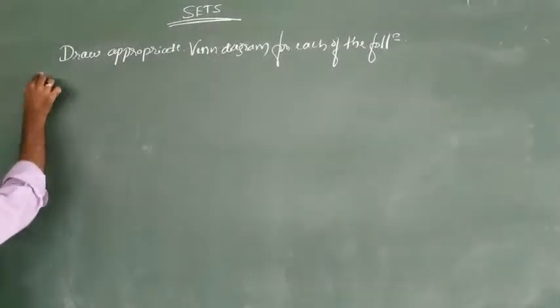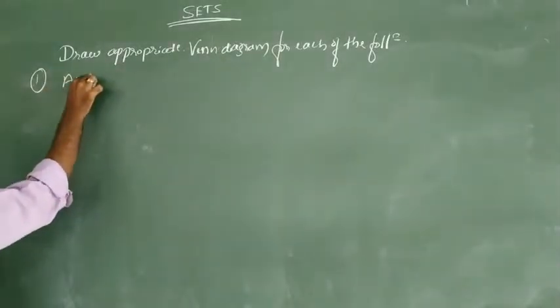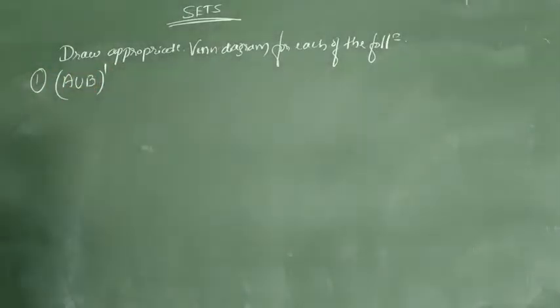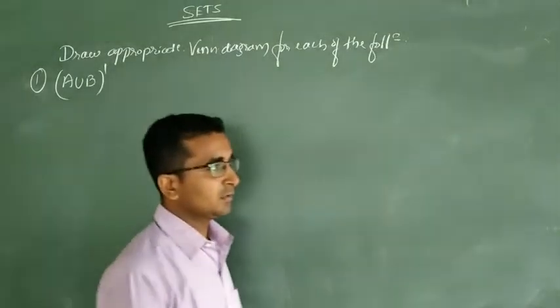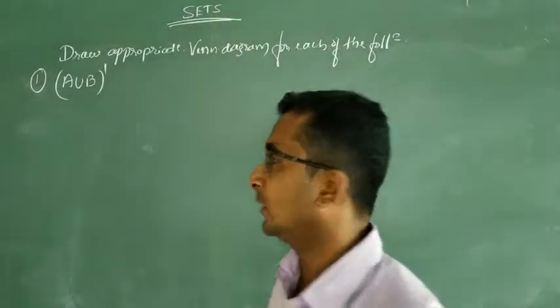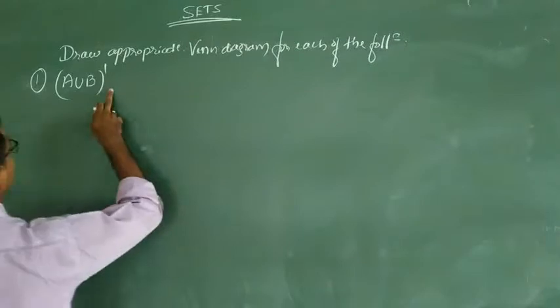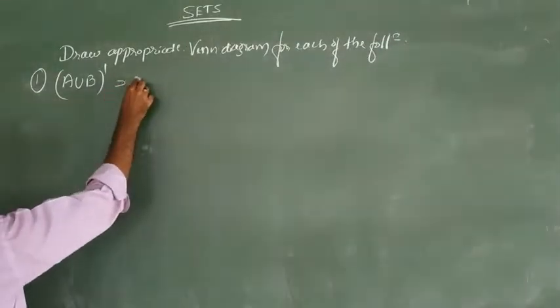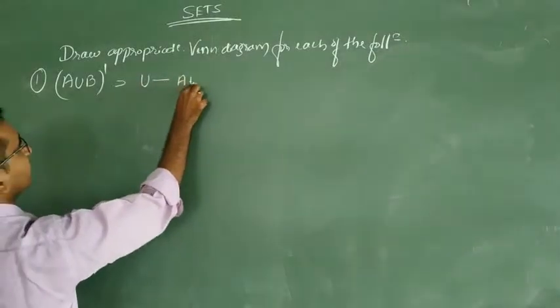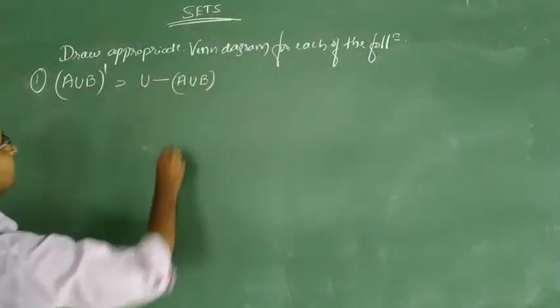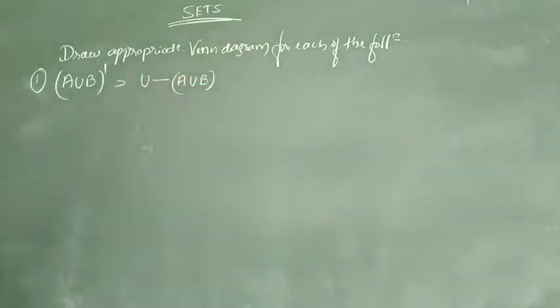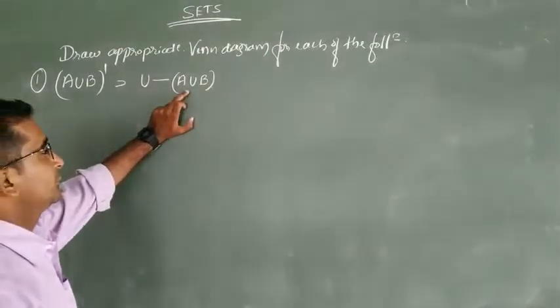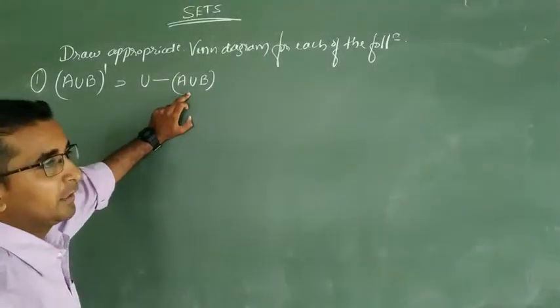Okay, the first one is (A union B) whole dash. (A union B) whole dash means the elements which are present in U but not in A union B. So we can write this as U minus (A union B). First, we have to write down A union B.